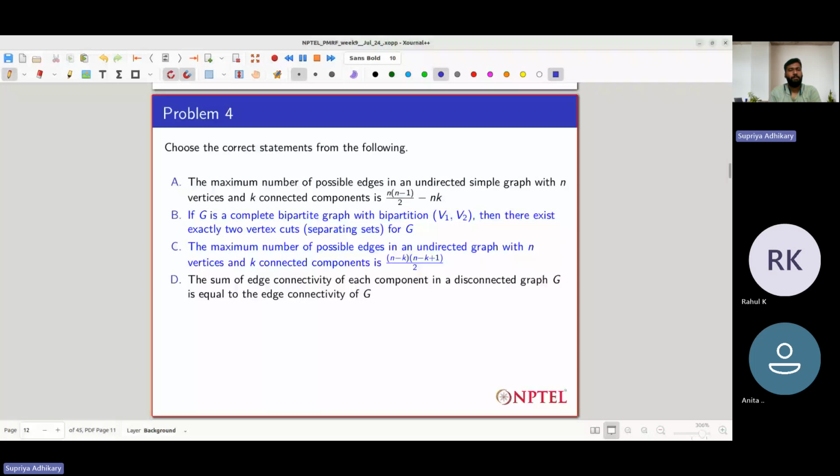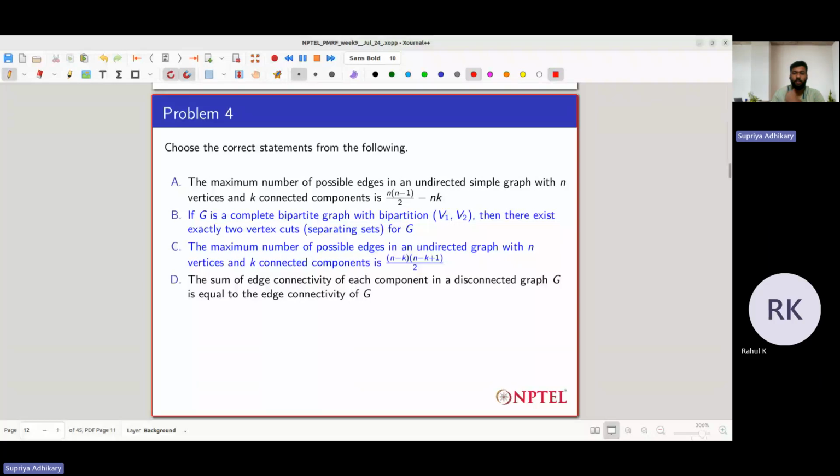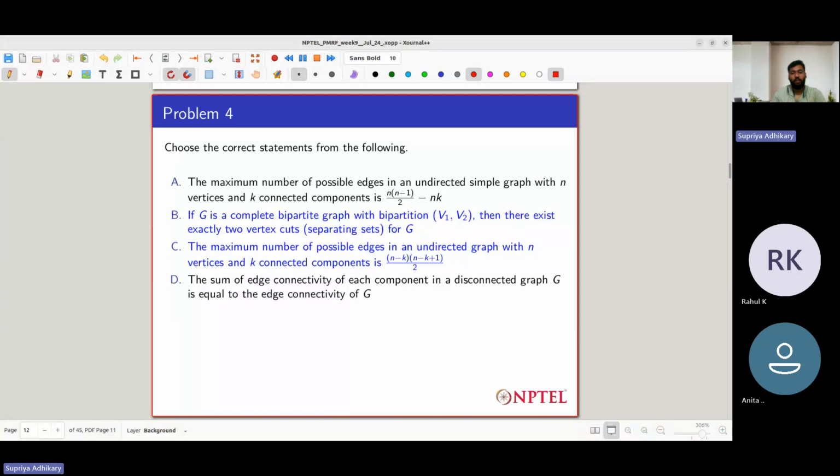In problem 5, we have to choose the correct statements. So the first statement is given as: the maximum number of possible edges in an undirected simple graph with n vertices and k connected components is n choose 2 minus nk. So this value is nothing but n choose 2. So basically, we will find A and C together. As you can see, in A and C, the only difference is this term over here. So we just have to justify whether this is true or this.